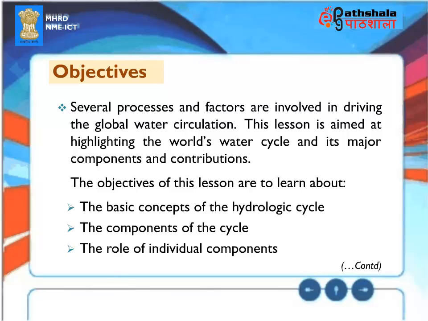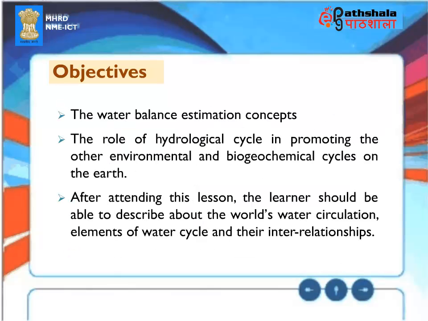The objectives of this lesson are to learn about the basic concepts of the hydrologic cycle, the components of the cycle, the role of individual components, the water balance estimation concepts, and the role of the hydrological cycle in promoting the other environmental and biogeochemical cycles on the earth. After attending this lesson, the learner should be able to describe the world's water circulation, elements of the water cycle, and their interrelationships.